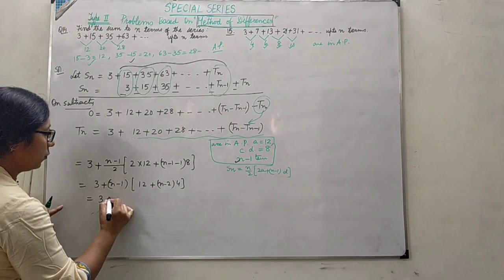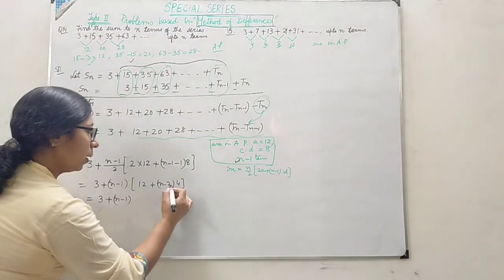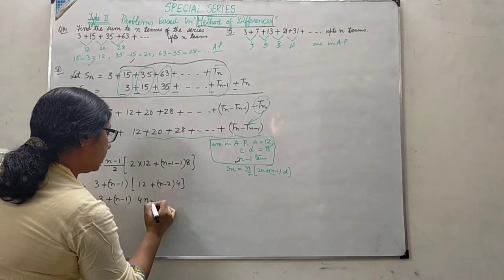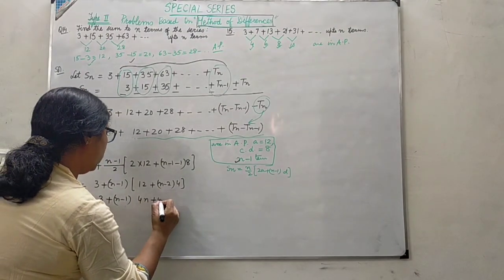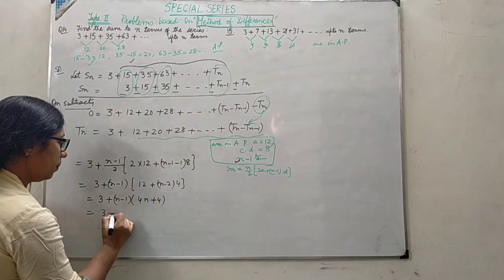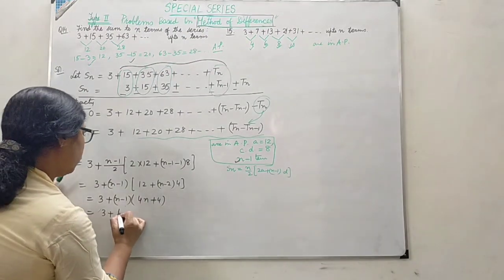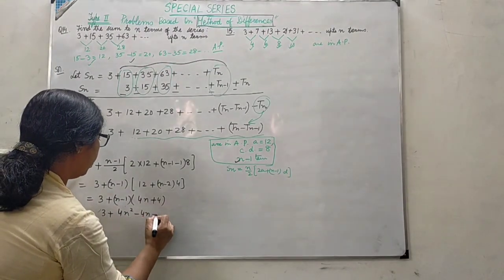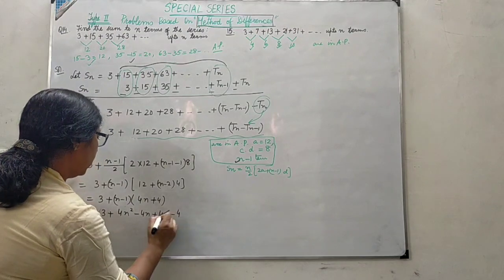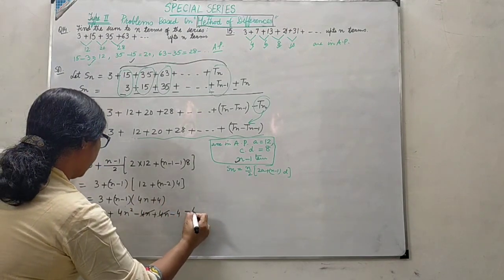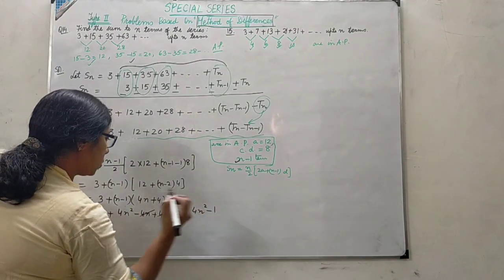That means we are left with 4n minus 8 plus 12, which is 4n plus 4. And this is your 3 plus 4n square minus 4n plus 4n minus 4. This gets cancelled. We are having Tn equal to 4n square minus 1.